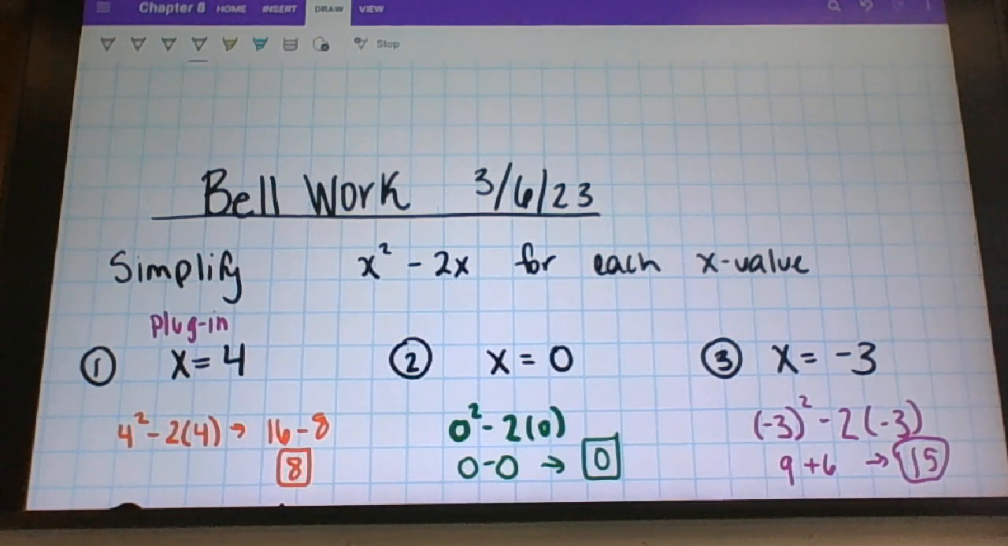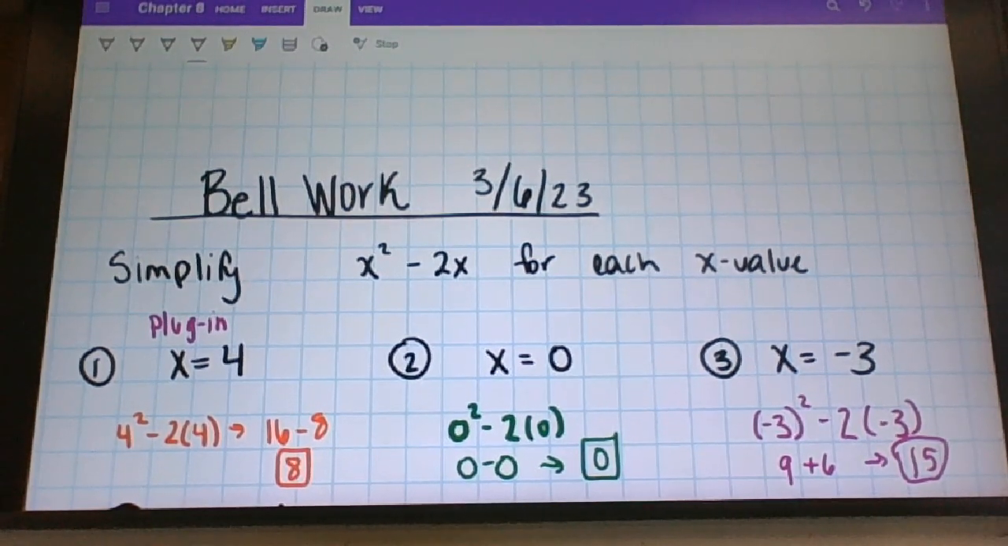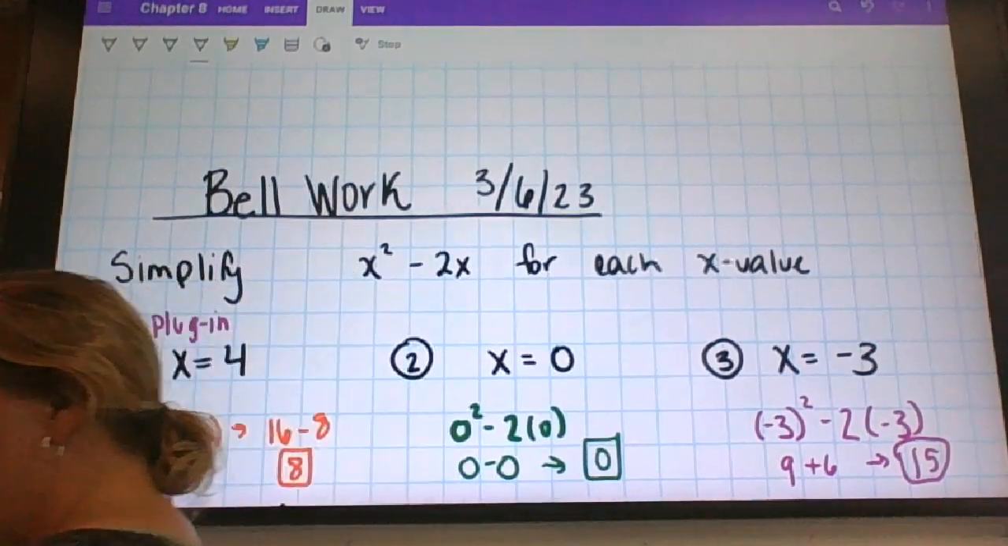Now that means 16. If you want to, I mean, you can do mental math. Negative 3 times negative 3. Are we good?